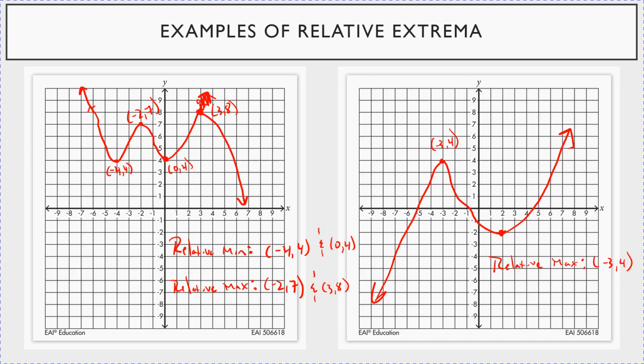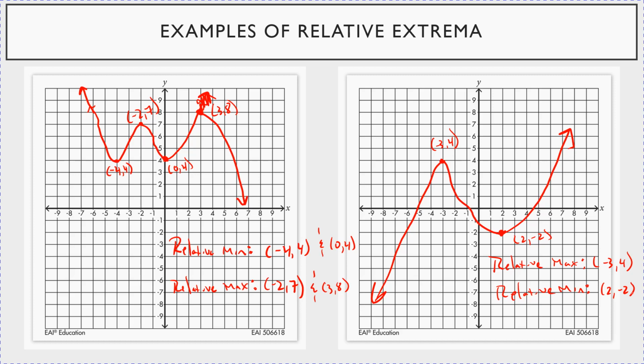And then look, we have this little valley here. This is the point (2, -2). And relative to the values around it, again, the function keeps going down. It decreases without bound, so it goes down forever. But relative to the values just around it, we have a relative min. So you're looking for these local peaks and local valleys to help you identify where you have relative extrema.